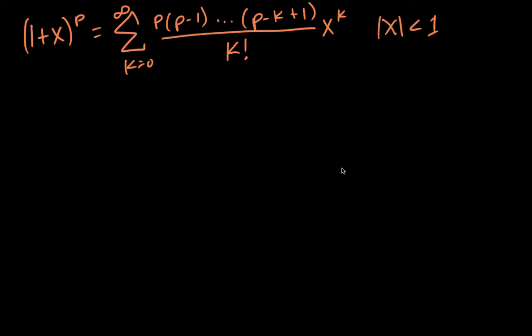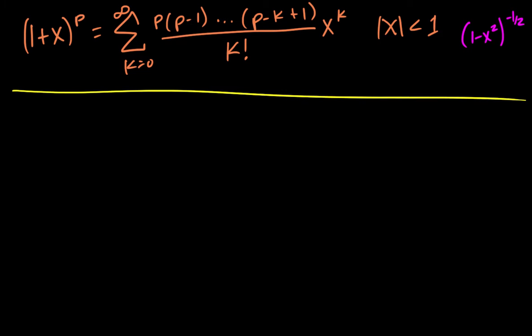Hey math kids, we have one more example in this section, and it says to use the Maclaurin series that's on the screen to find the Maclaurin series for this. Okay, so to do that, we just need to plug in negative x squared and negative 1/2 to this formula. So (1 minus x squared) to the negative 1/2 is going to give us this.